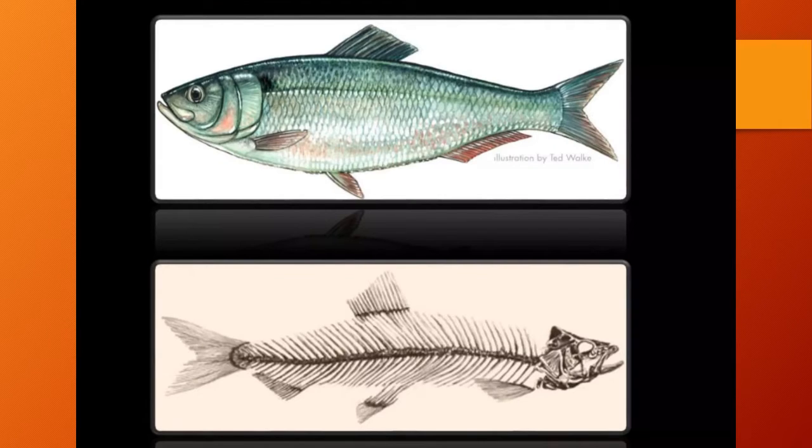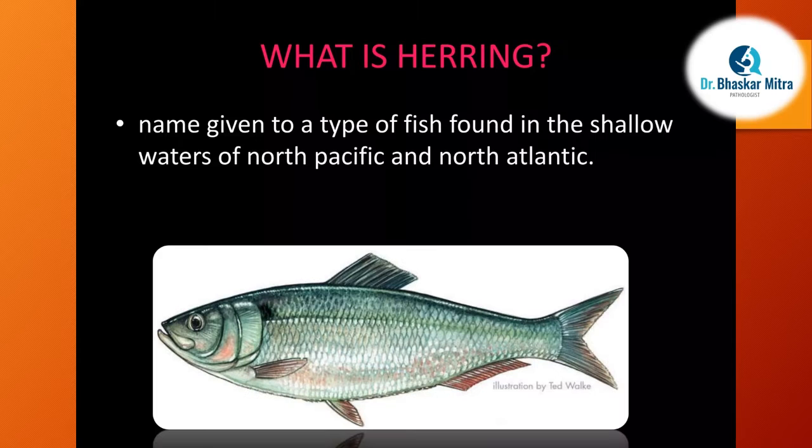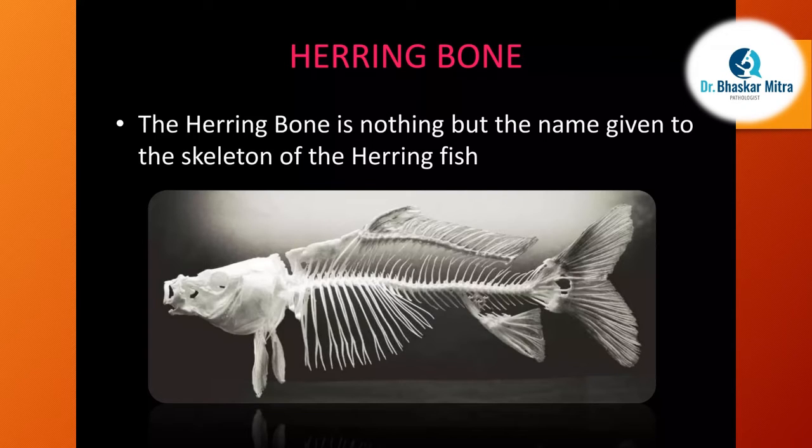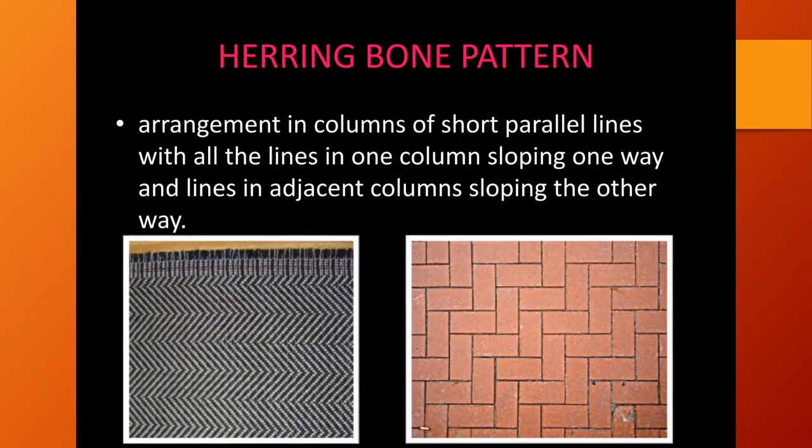Now we all know, and it is very commonly known, the herringbone pattern. What is herring? It is the name given to a type of fish found in the shallow waters of the North Pacific and North Atlantic. So the herringbone arrangement is named after the skeleton of this herring fish. Here we can see the arrangement.